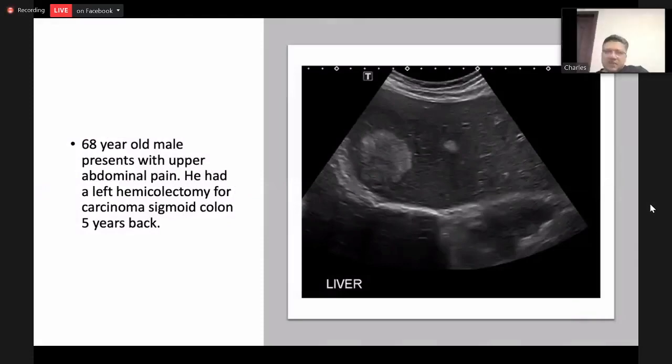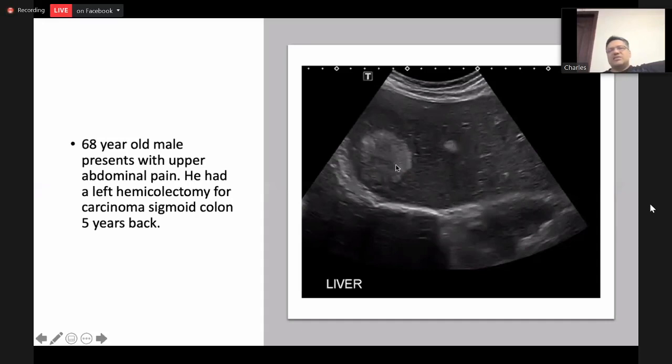Okay. So when you talk about malignant lesions in a non-cirrhotic liver, the most common would be metastasis. The most common benign lesion would be hemangioma, and the most common malignant lesion would be metastasis. So you have a 68-year-old male who presents with upper abdominal pain, and on past history there's a left hemicolectomy for carcinoma of the sigmoid colon 5 years back. This is an ultrasound, and it shows two hyperechoic lesions. You can see 2 lesions here.